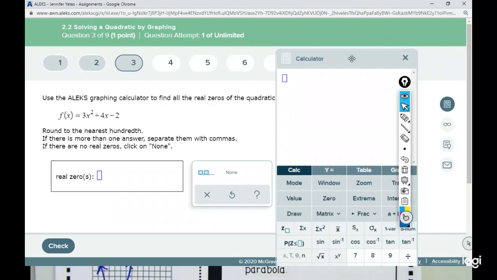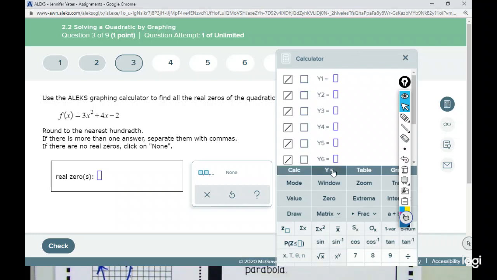And this is how you do it. You see this y equals right here? Click y equals. All right. And in that y equals spot right there, let me grab my keyboard. You're going to type in your equation. You don't need to type the f of x in. That's a good question because our y equals stands for the f of x.